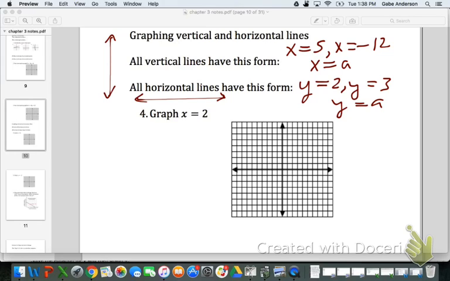Number 4 says graph x equals 2. So automatically when you look at that, what kind of line is it? It's vertical, right? Because it's x equals. If it were y equals, you would automatically know that it is a horizontal line, but this one says x equals, so it's automatically vertical. Let's see if you can locate it in the correct spot.